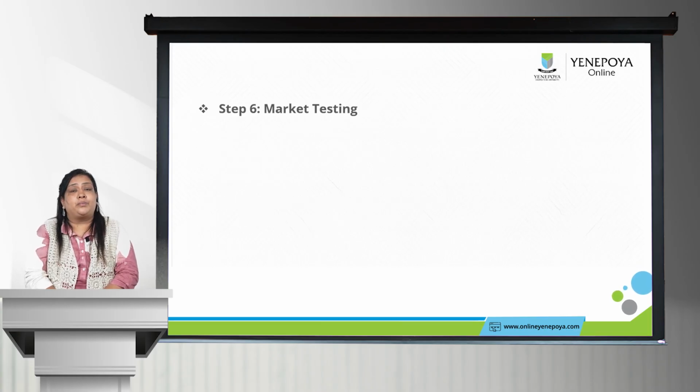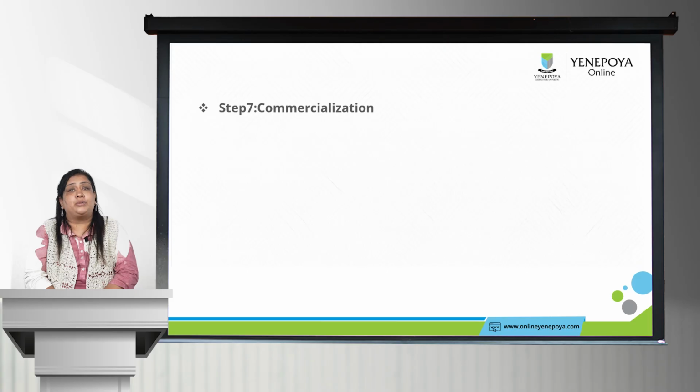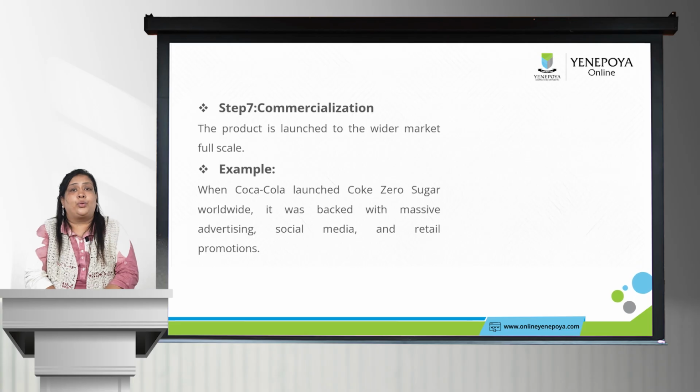Step six is market testing. Try it out in a small market before launching it everywhere. Example, McDonald's often tests new burgers or desserts in select cities before a national release. Step seven is commercialization. The product is launched to the wider market on a full scale. Example, when Coca-Cola launched Coke Zero Sugar worldwide, it was backed with massive advertising, social media, and retail promotions.